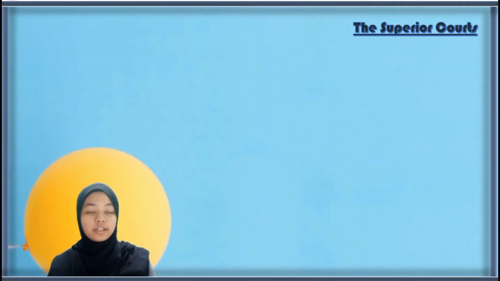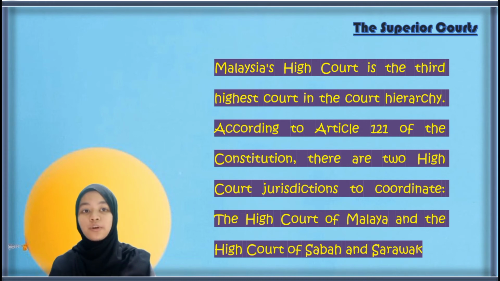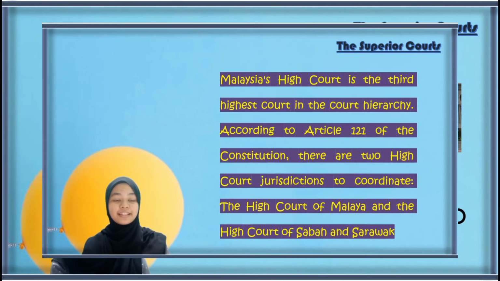The Superior Court. Basically, the Superior Court is Malaysia's third highest court according to the court hierarchy after the Federal Court and the Court of Appeal. According to Article 121 of the Constitution, there are two High Courts of coordinate jurisdiction, the High Court of Malaya and the High Court of Sabah and Sarawak.